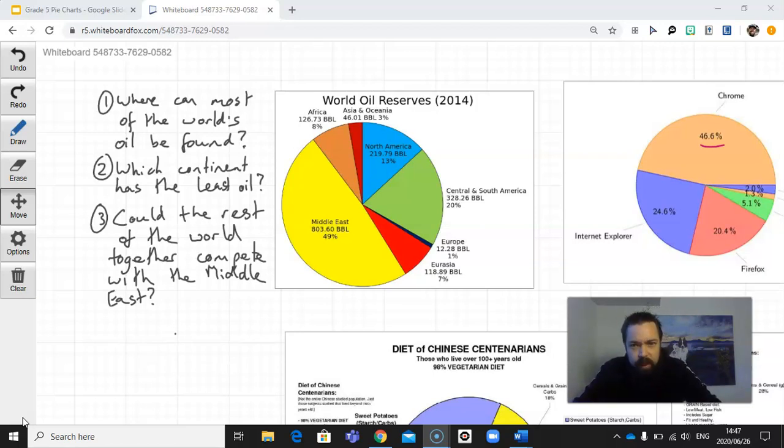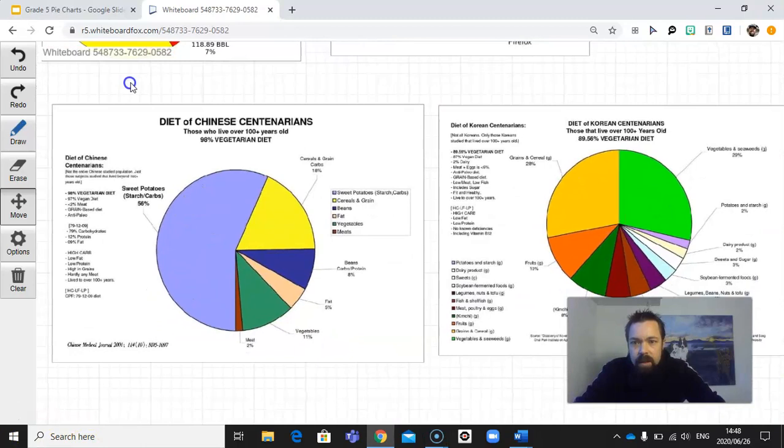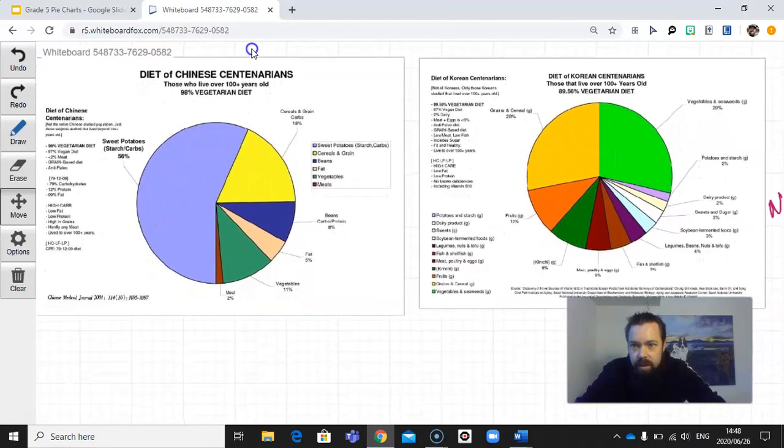But in reality, I think there'd be problems with agreeing on certain things, and the other difficulty is that although the Middle East has only 49% of the world's oil, they don't actually use 49% of the world's oil. So in fact, although the rest of the world controls 51% of the world's oil, they use a lot more than 51%. So I don't think they could really realistically compete with the Middle East. Difficult question.